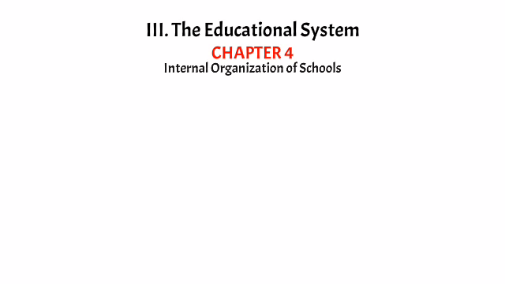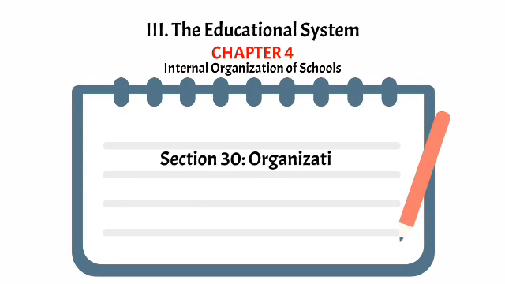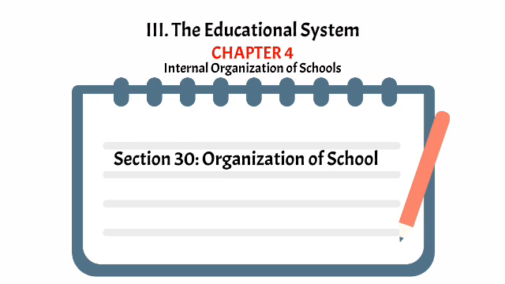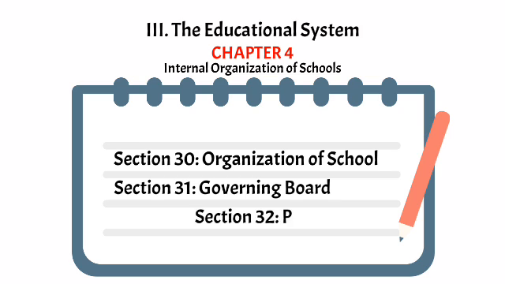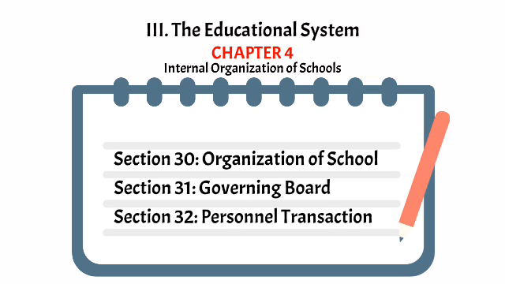Chapter 4, Internal Organization of School. In Section 30, Organization of School, this states that each school shall establish their own internal organization that will implement its academic and administrative operation. In Section 31, Governing Board, all government colleges or universities and private schools must have a governing board. In Section 32, the personnel transaction, every personnel that is employed by the government is under the Civil Service Commission, and the private school personnel is under the Department of Labor and Employment.